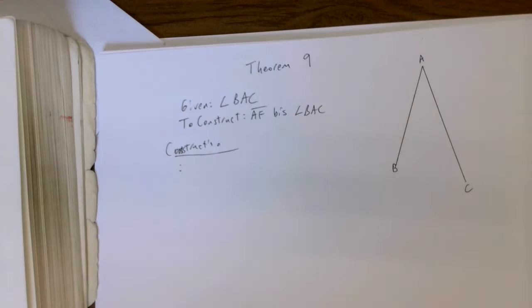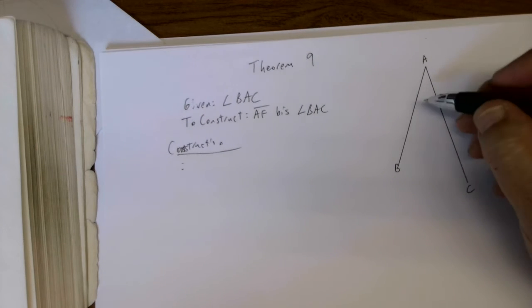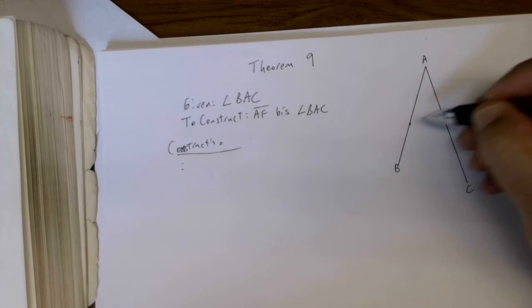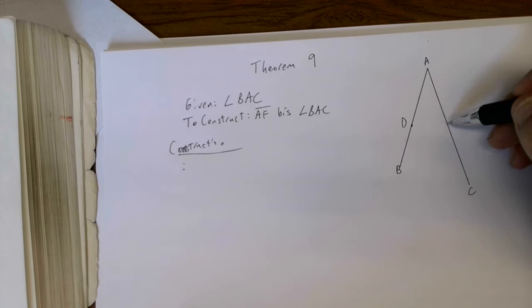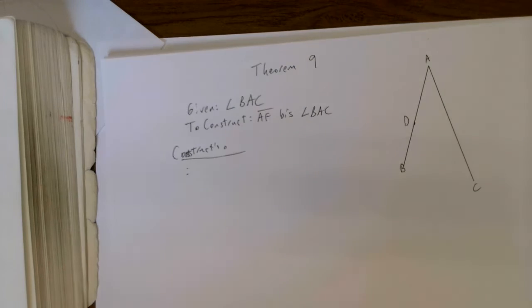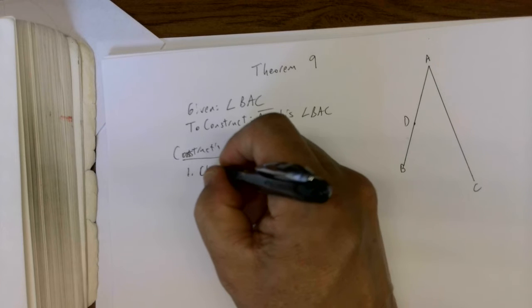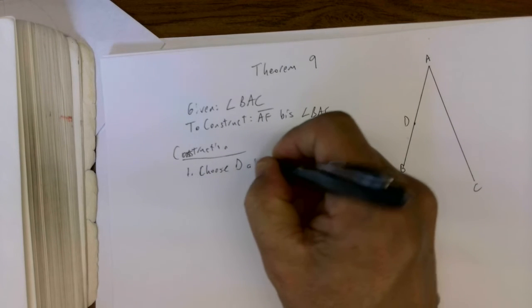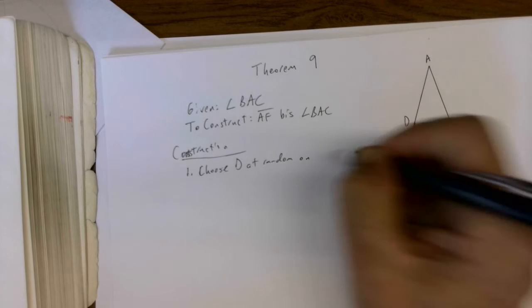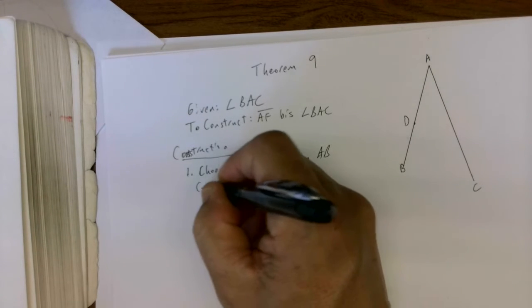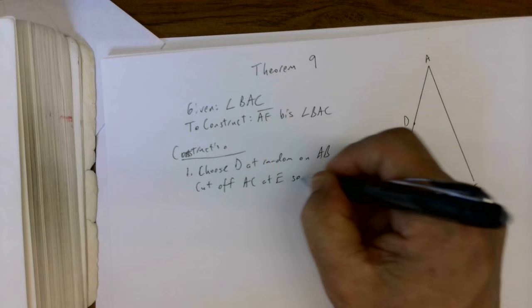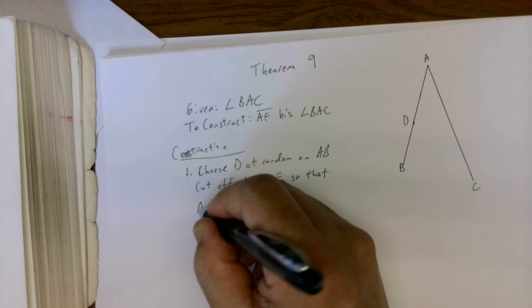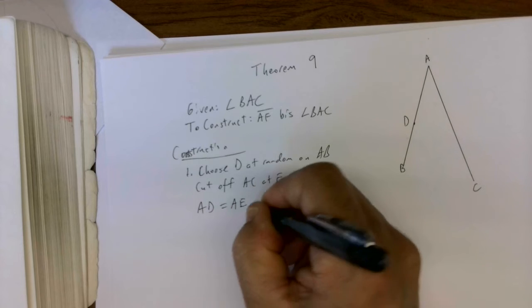So here are the steps of the construction. Step 1 is to choose a point D at random on AB. So I'm going to choose it right there. And then I'm going to cut off AC at point E so that AD and AE are equal to each other. Let's write all that out first, and then I'll do it. So we're going to choose point D at random on AB, and we're going to cut off AC at E so that AD and AE are equal to each other.